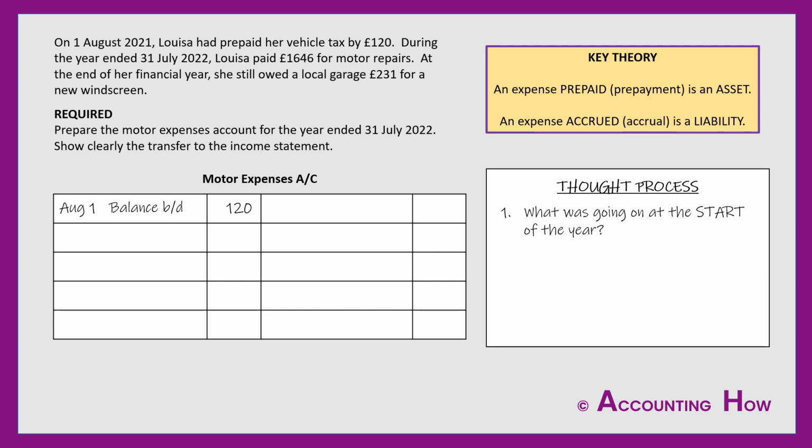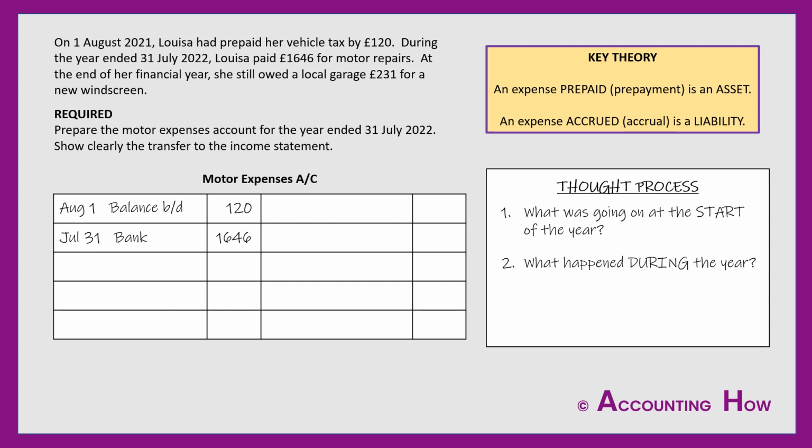Going back to my thought process, the second question I'm going to ask myself is what happened during her financial year. And if I refer back to the question, I can see during the year ended 31st July 2022, Louisa paid £1,646 for motor repairs. Well, this is an expense. It's an expense account. I need to increase the amount that she has spent. I'm increasing the expense. So again, applying a rule such as the dead click rule, I can put on the debit to increase her expenses in this expense account, July 31st, bank, £1,646.